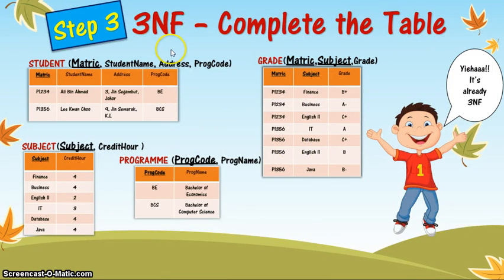And then, as usual, you have to complete the tables for student, grade, subject, and program. Okay, altogether we have four different tables for student. We have matric, which is a primary key. We don't have any redundancy here. Subject is a primary key. We don't have any redundancy here. Prop code is also the same. We have no redundancy here. And the combination of matric and subject also has no redundancy here. Yes, it's already 3NF.